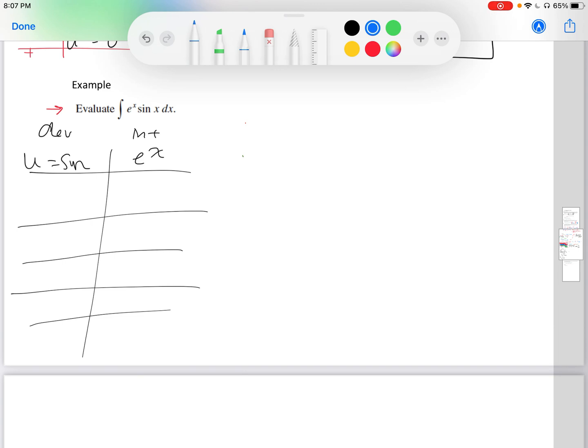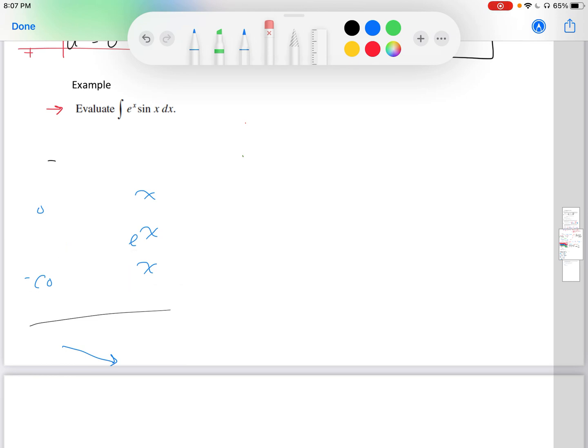If we use the tabular method, the derivative of sine is cosine, the derivative of cosine is negative sine, the derivative of negative sine is negative cosine, and you're never going to finish. The integral of e to the x is just e to the x, e to the x, e to the x. So you're never going to have a 0 to where you're done with the tabular method. So this is a bad problem. Well, not a bad problem. It's just the type of problem that wouldn't work with the tabular method. Everything else is fair game.